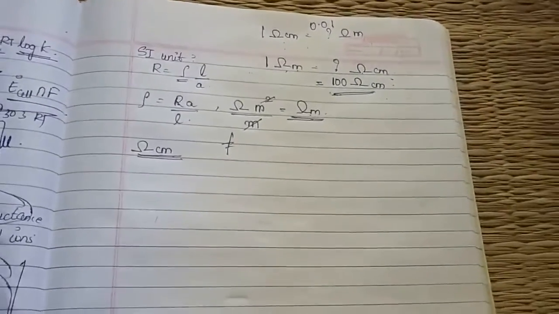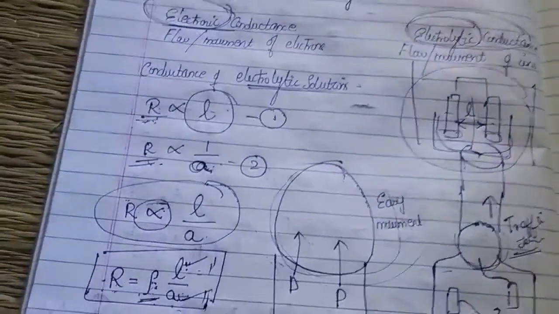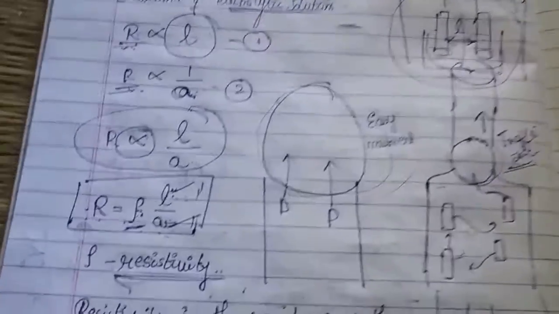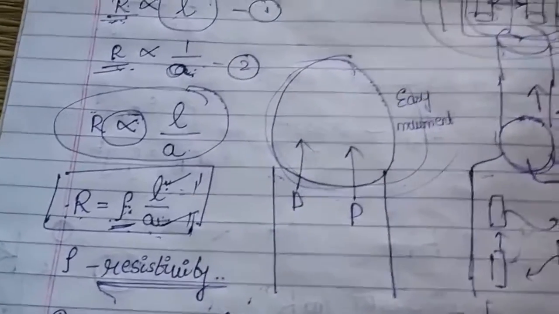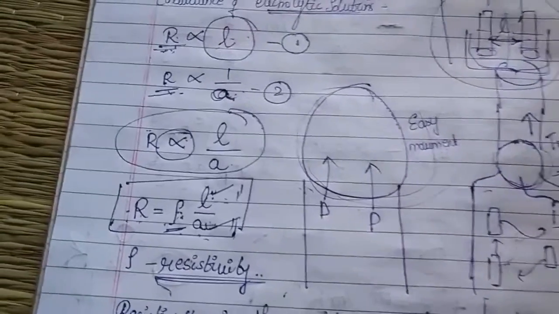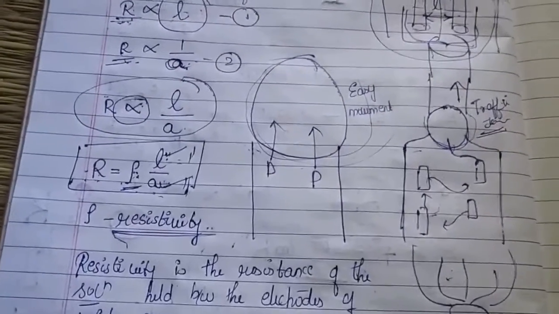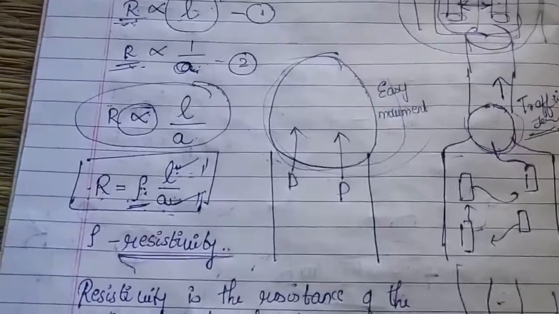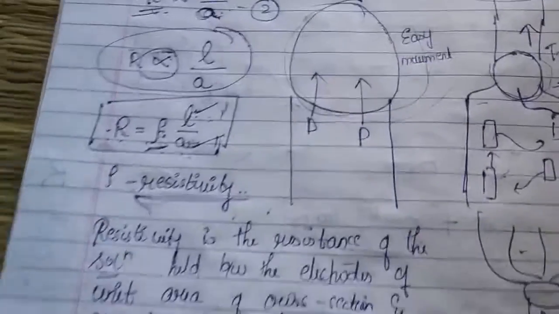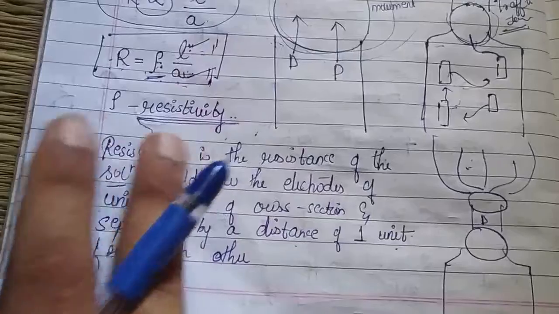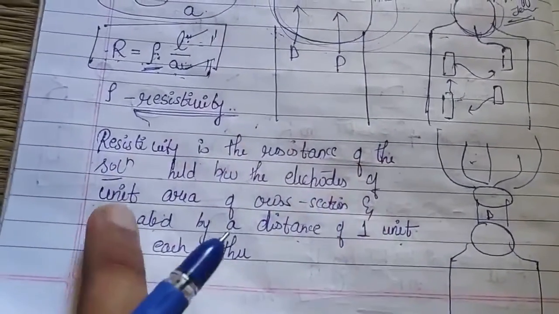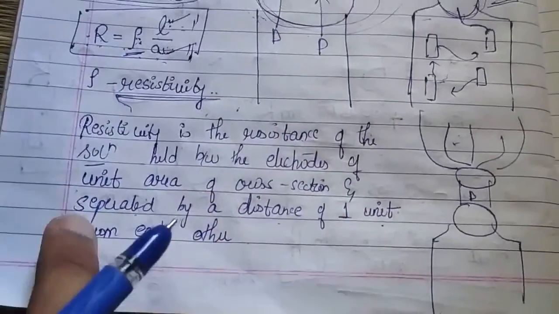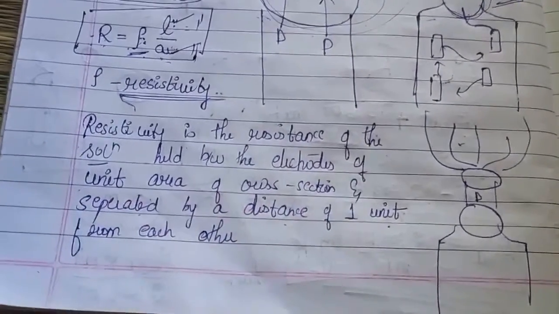Is that clear? Very much important. So now we come to know that whenever we are dealing with electrolytic solutions, we come across the most important formula, that is about resistance, which is equated to resistivity and your length and the area of cross section, by the formula R is equals to rho into L by A. And we came to know rho is called resistivity, which is defined as the resistance of the solution held between electrodes of unit area of cross section and separated by a distance of 1 unit from each other.